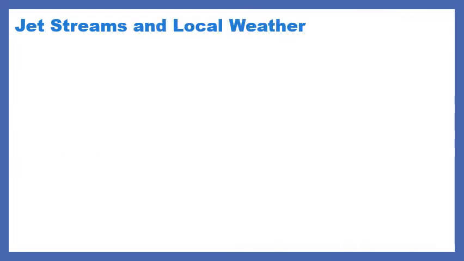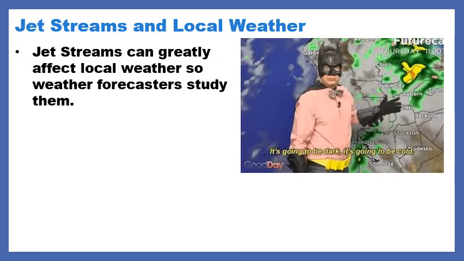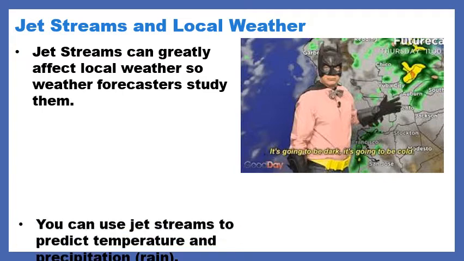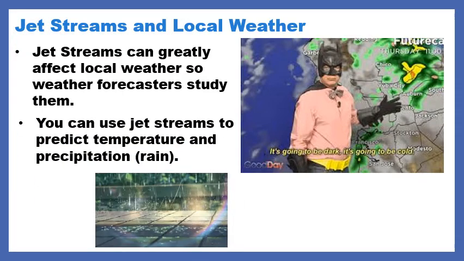Okay, so jet streams and local weather. Why do we care about jet streams? Well, they greatly affect local weather, so weather forecasts try to study them. This is the guy or woman that shows up on your screen and says, hey, it's going to rain, it's going to snow. They need to understand these because we can use them to predict temperature and precipitation. Precipitation is just a fancy science word for rain.